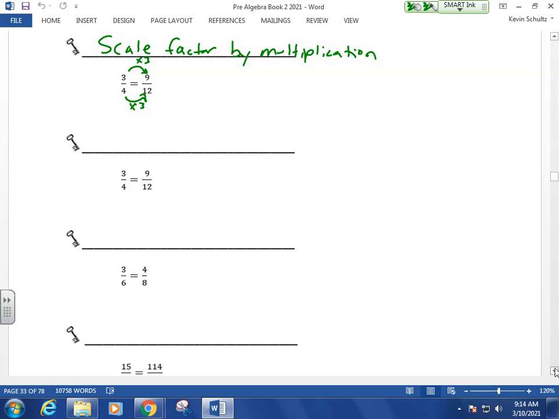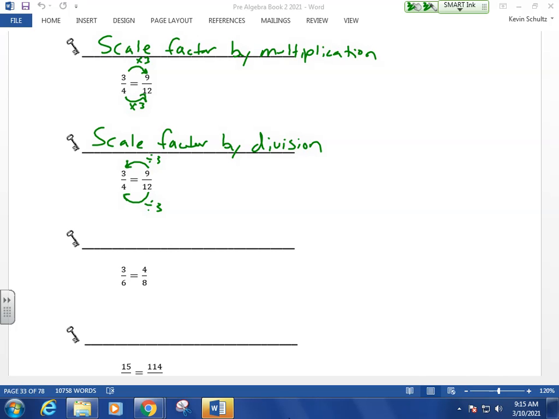You can see I've got the same fractions in our second one because it works the other way too. If we start with 9 and divide by 3, or start with 12 and divide by 3, we get down to 3 and 4. So scale factor by division is method number 2. If you can divide both your numerator and denominator by the same thing, then they are proportional. They're equivalent fractions.